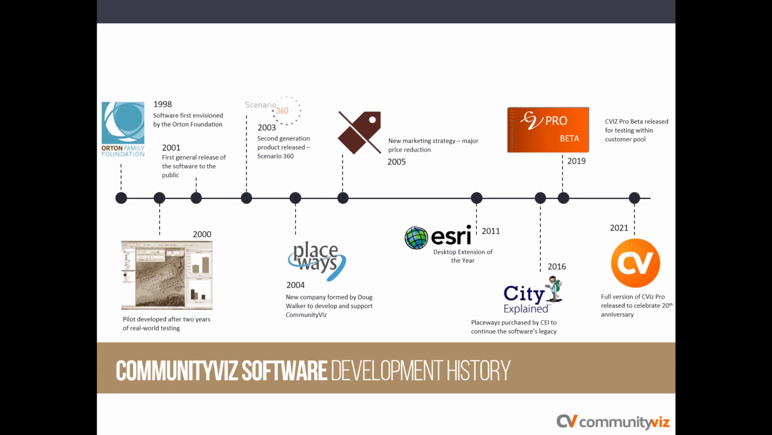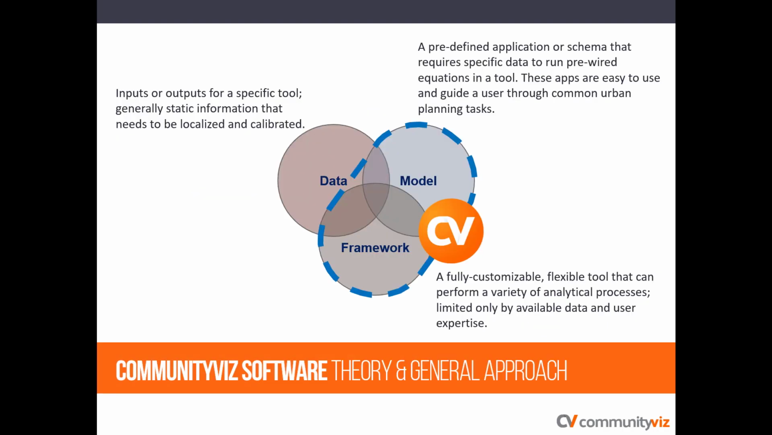CommunityViz began as an idea in the late 1990s when Noel Fritzinger and his friend Lyman Orton first envisioned a software tool that would make the planning process more accessible to ordinary citizens. The Orton Family Foundation launched the first production version of the software in 2001. It has been in continuous development since then. The versatility of the software has made it a favorite of planners, academics, and consultants all over the world.